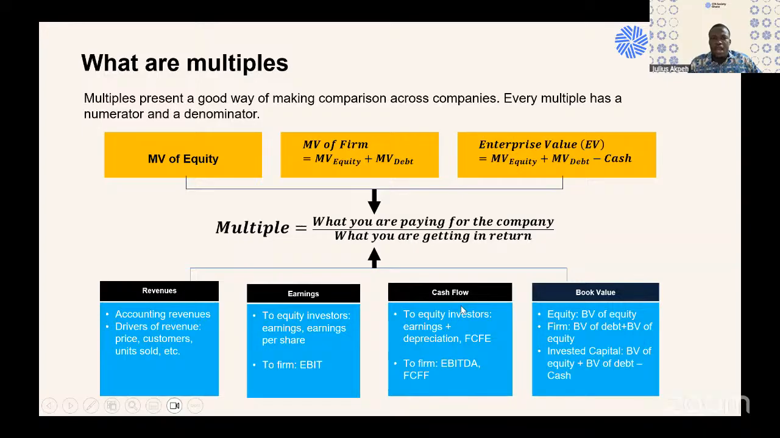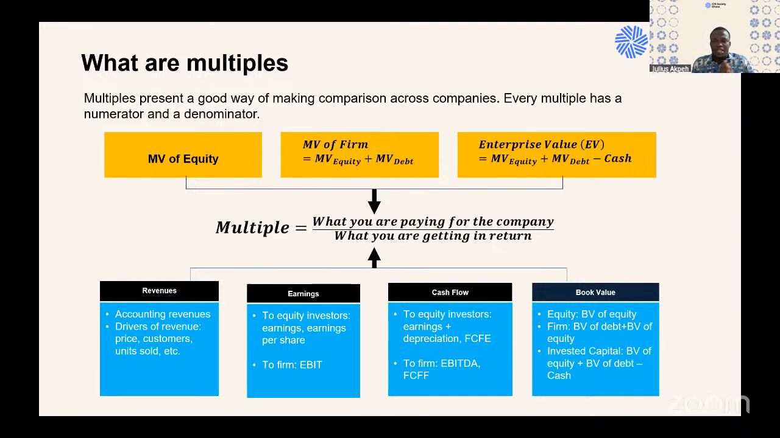And then we have also cash flow, we have book value. And book value, you can see that clearly. If we take the book value at the denominator and take the market value of equity in numerator, it gives us price to book ratio. And same way with the cash flows, we have something like EBITDA. If we take EBITDA at the denominator and have enterprise value at the numerator, we have enterprise value to EBITDA ratio. So that's how multiples are defined.